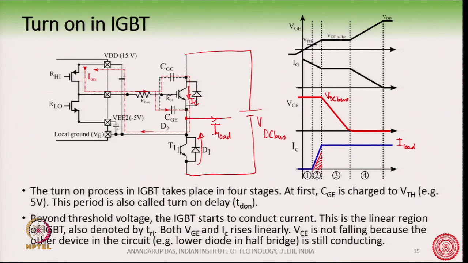And again, as you can understand, in stage 3 there will be a loss which will be like this, VCE times IC. So, there will be a loss in stage 2 and 3. Anyway, we will come to stage 3, but in stage 2 you can see there is a loss happening, fine.